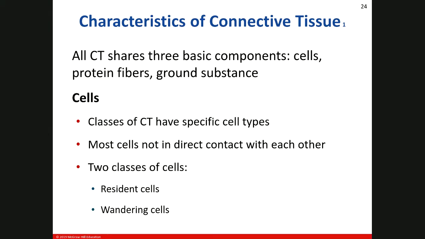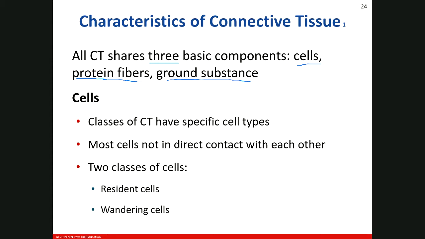So let's start off. First, talk about connective tissue, and I need you to understand something. This is for all types of connective tissue that we're going to talk about tonight. All connective tissue has three basic components. The first one is cells. The second one is protein fibers. And the third one is ground substance. So all connective tissue has 3 basic components: cells, protein fibers, and ground substance. So let's talk about the first component, cells.